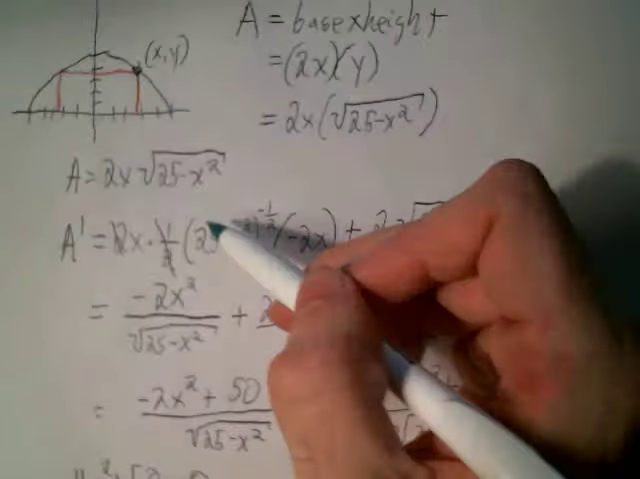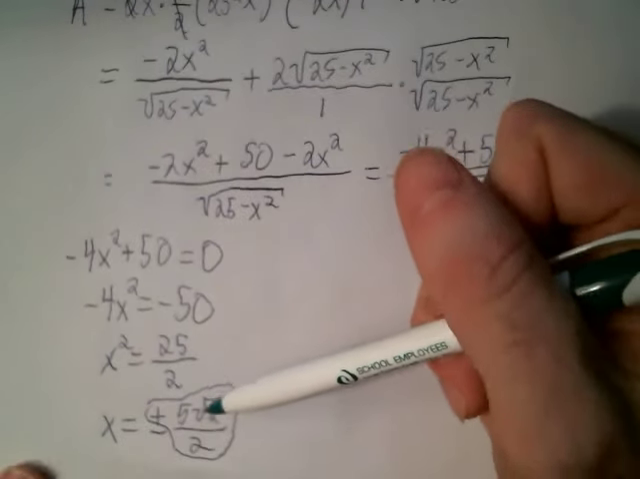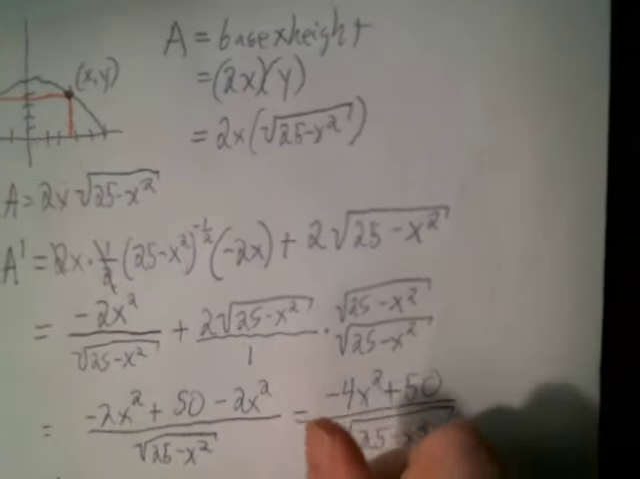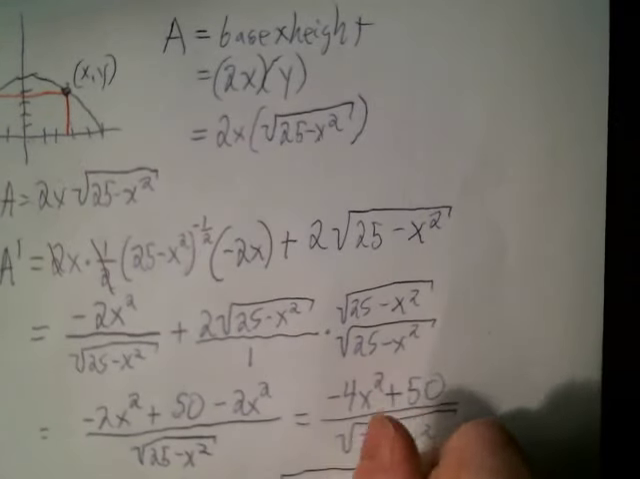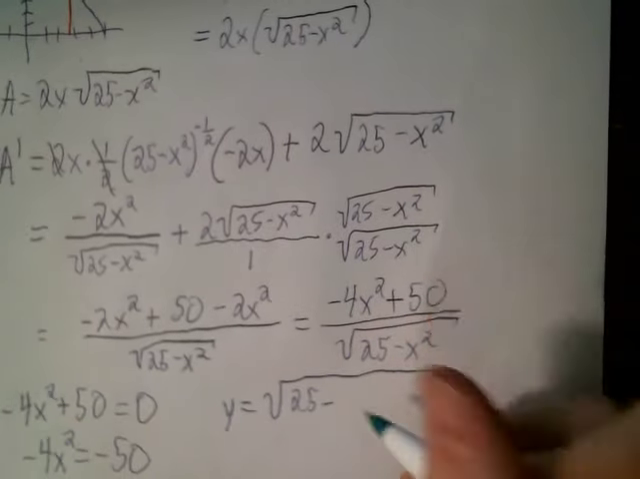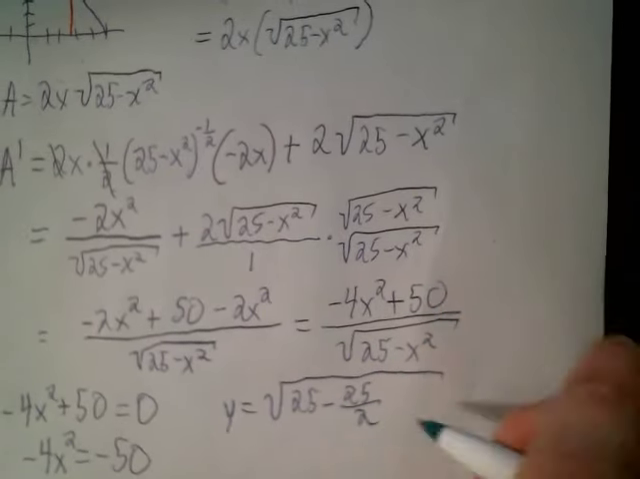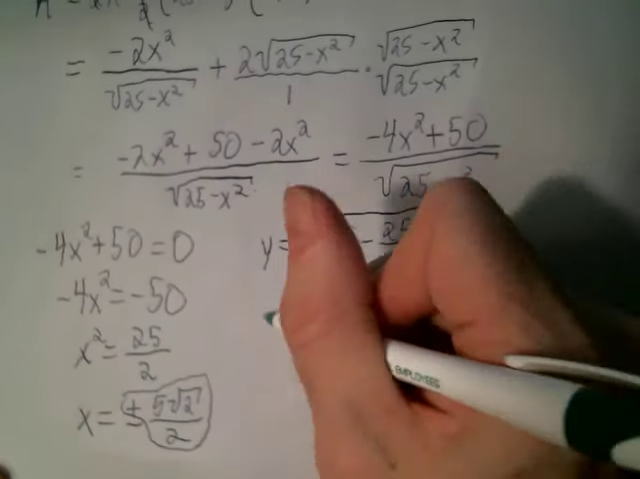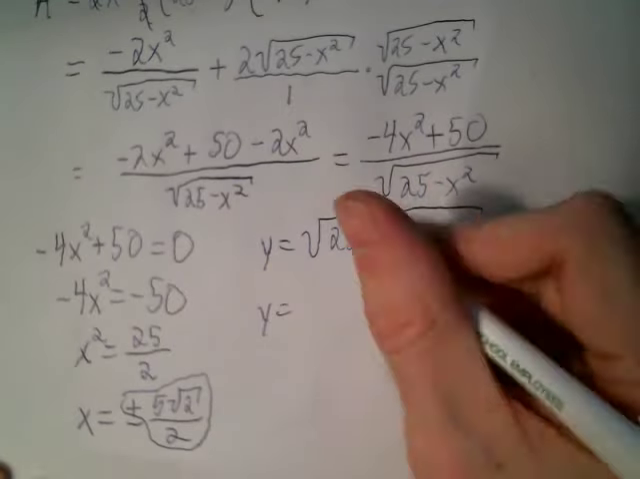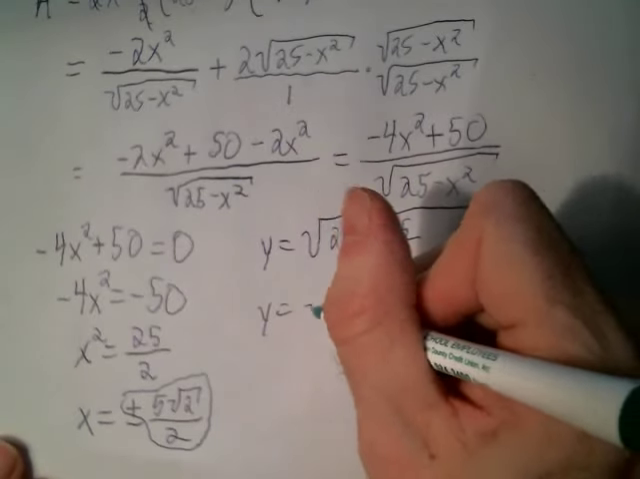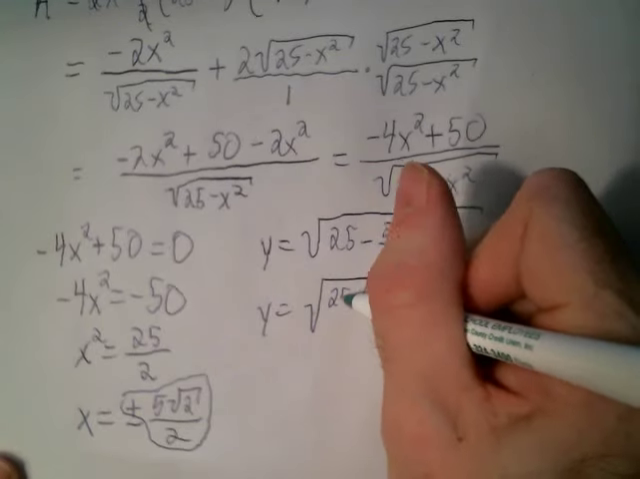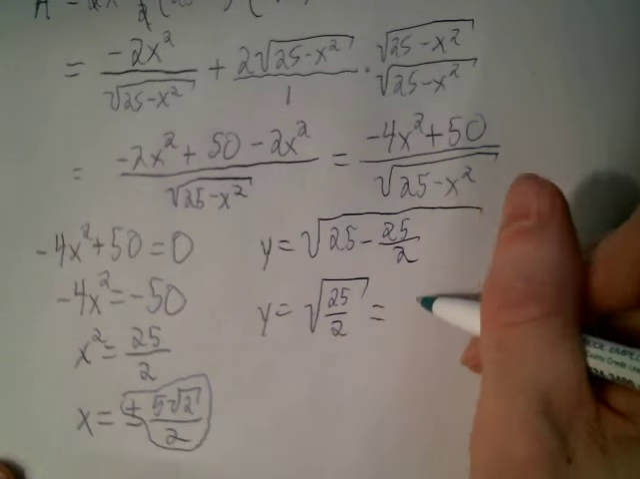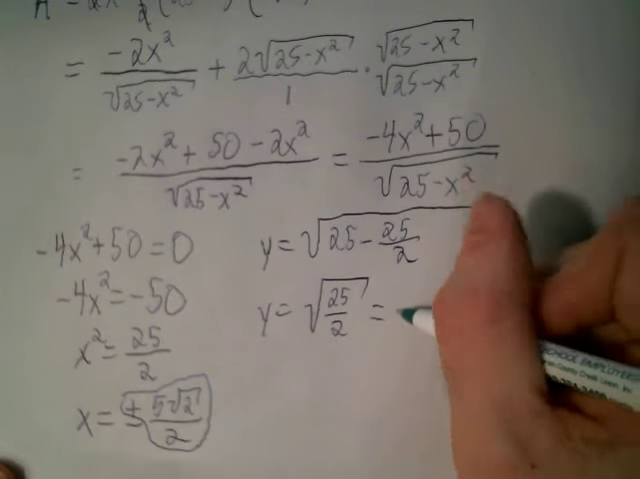And then for the y value, we could just take this thing and plug it into our y formula, which was the constraint formula. So y equals square root of 25 minus x squared. Of course, x squared is 25 halves. 25 minus 25 halves is just 25 halves. And then that's also 5 root 2 over 2.